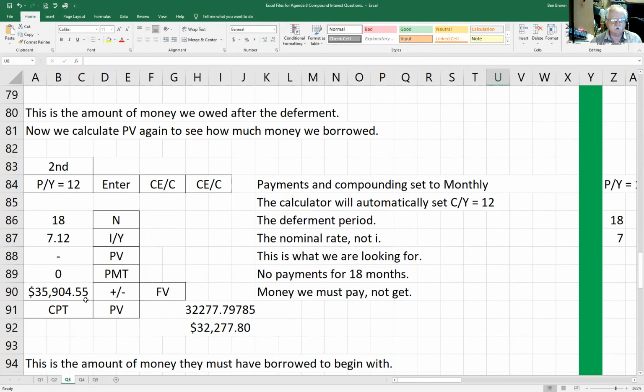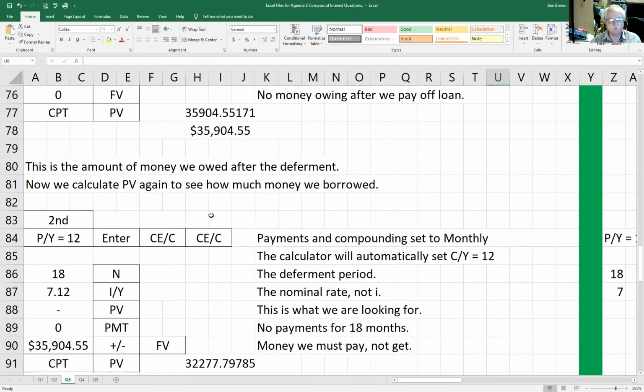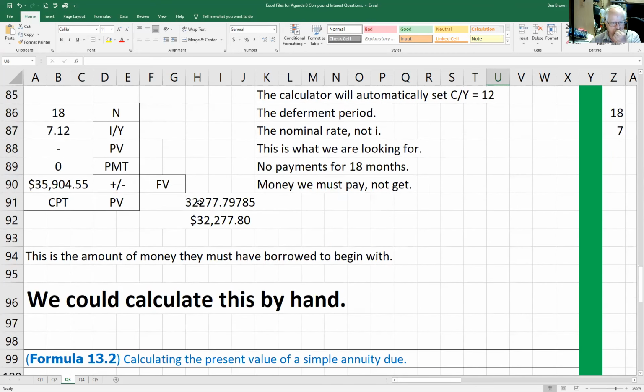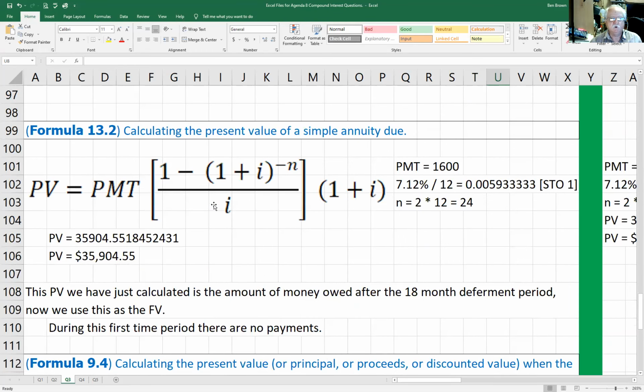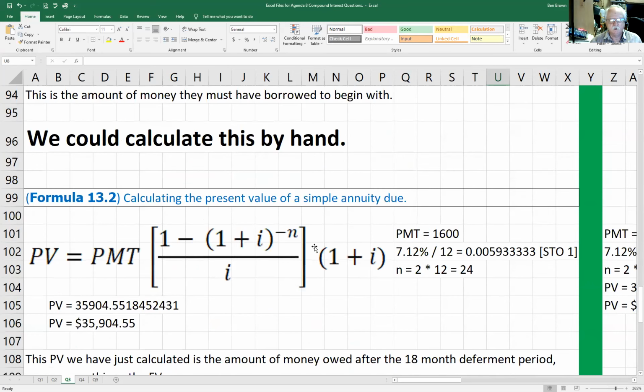And then we're going to calculate for the present value again, using the future value we generated up here. And we could still do it by hand. And in this case, the first calculation we deal with is the annuity due.